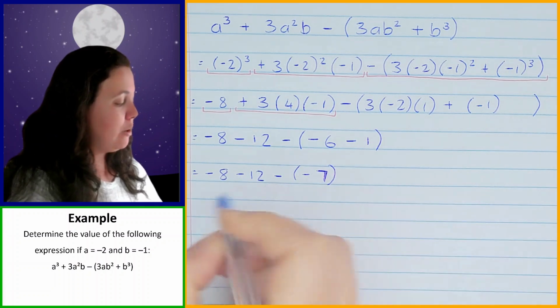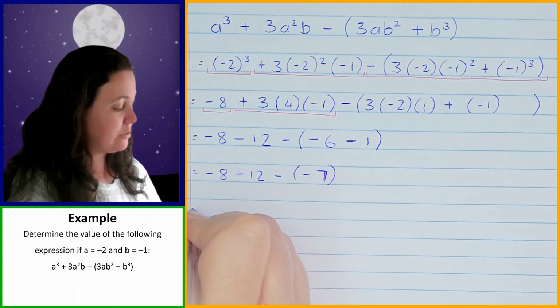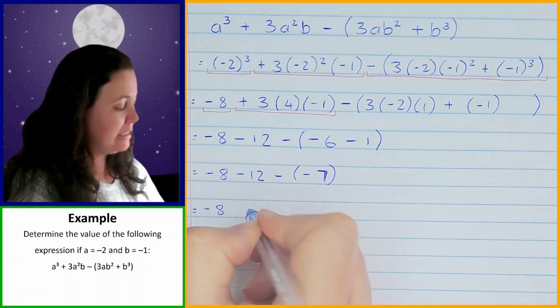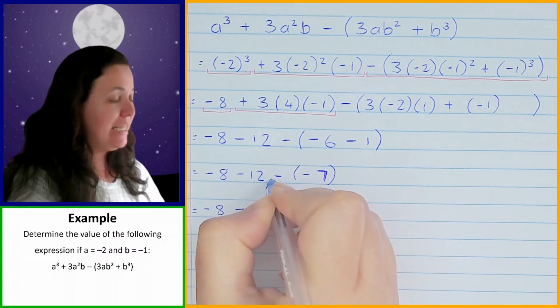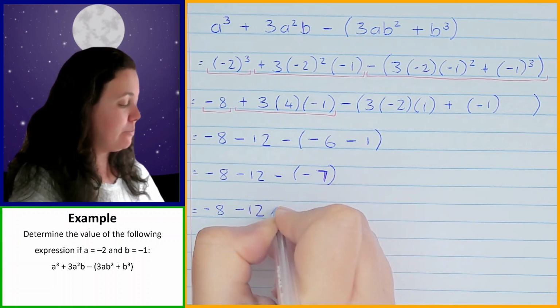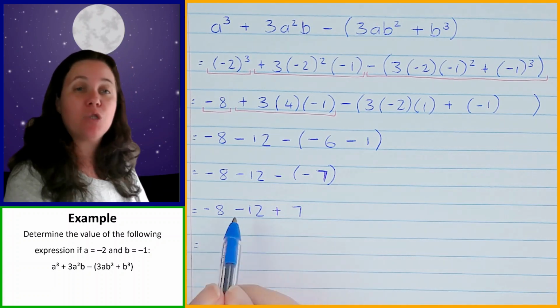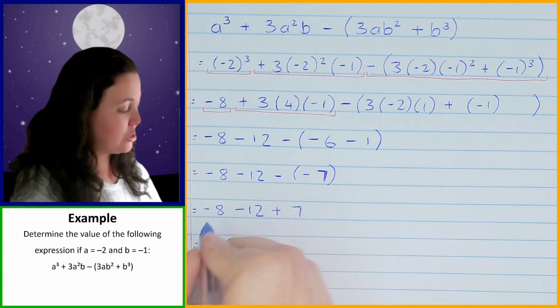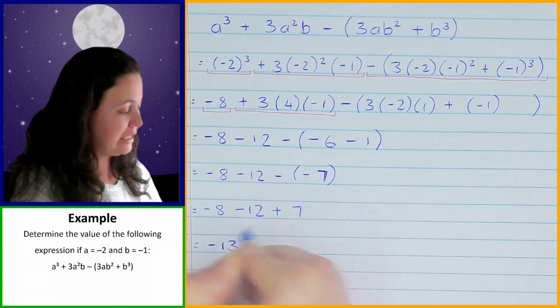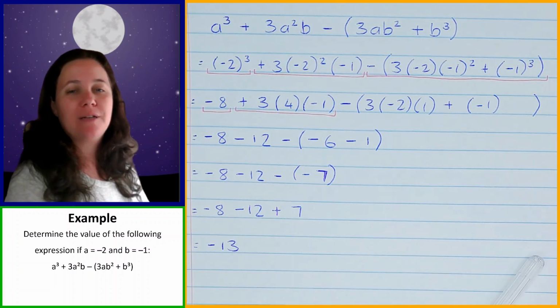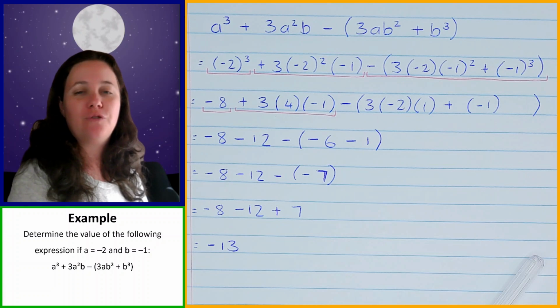Okay, so now I can go and get rid of those last brackets over there. So I have -8 minus 12. Negative and a negative makes a positive, so it's +7. So now -8 minus 12 is -20, plus 7 is going to be -13. So that's what you should get for that question. Okay, so now I'm going to give you a few that you're going to do for yourself.